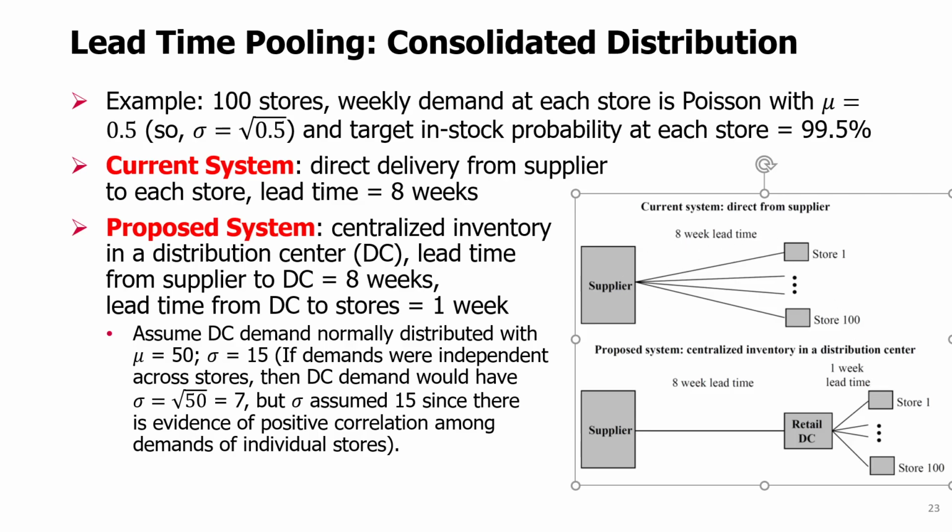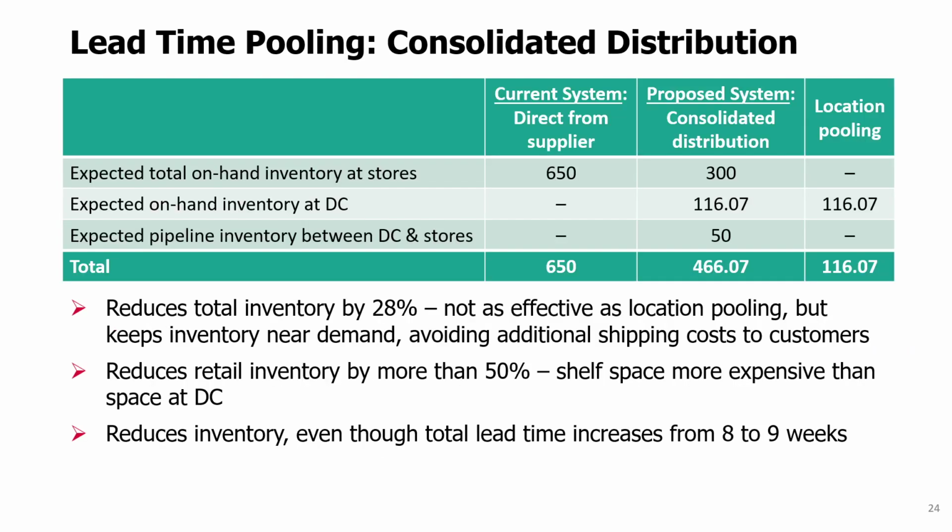from the supplier. So if we evaluate both systems, of course, right, we will have the current system results shown here, proposed system consolidated distribution shown here. And for comparison, I have also location pooling, right, which we are trying to say has certain disadvantages, and consolidated distribution might address some of them, get us some of the benefits of location pooling without the disadvantages. So let's first look at the current system.